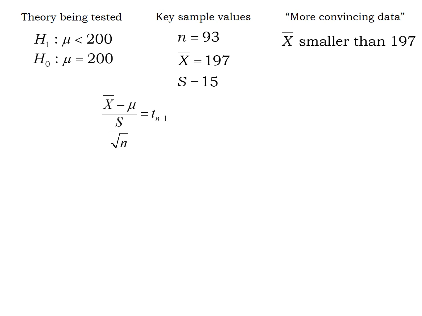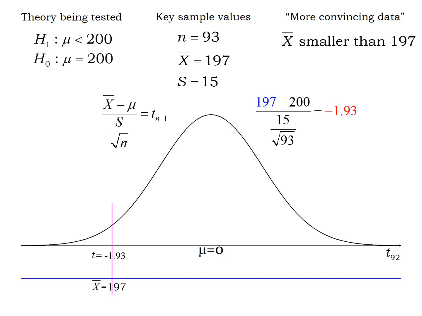Typically, we would be using this equation. Okay? So since our sample size is more than 30, I don't even need to know if my population is normally distributed or not. We use our data, and assuming the null is true, plug everything in. We would get our test statistic of x bar of 197 turns into a t-score of negative 1.93. So visually, a sample mean of 197 equates to a t-score of negative 1.93.